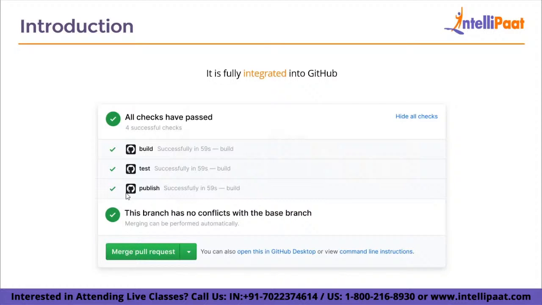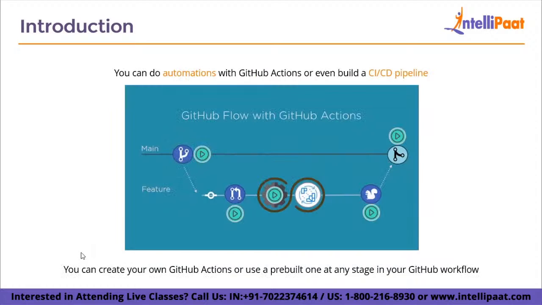GitHub, as we all know, is a web-based application, and the GitHub Actions feature is fully integrated into the GitHub web interface. Here you can also use some of the features of the GitHub UI like merge and pull request. You can also commit to it, and you can do all the events that you can do in GitHub. You can also do automations with GitHub Actions or even build a CI/CD pipeline.